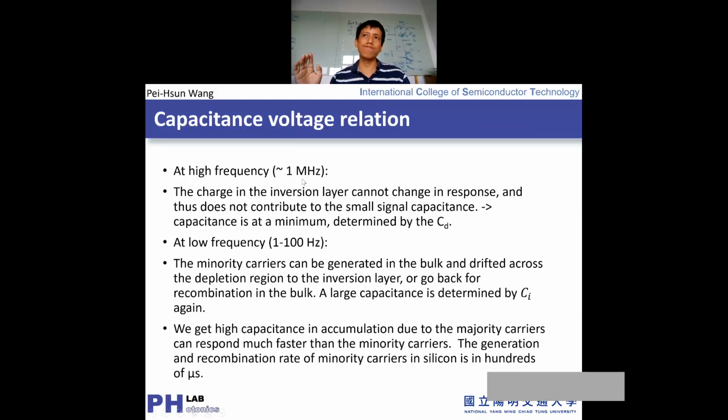The frequency is around 1 megahertz, at which we can seldom move the multi-carrier from the back material to the surface. The inversion layer cannot change immediately, so it cannot contribute to the small signal capacitance. That means you modulate the signal slightly, but you cannot change the charge distribution. So it is determined only by the depletion in the semiconductor region.